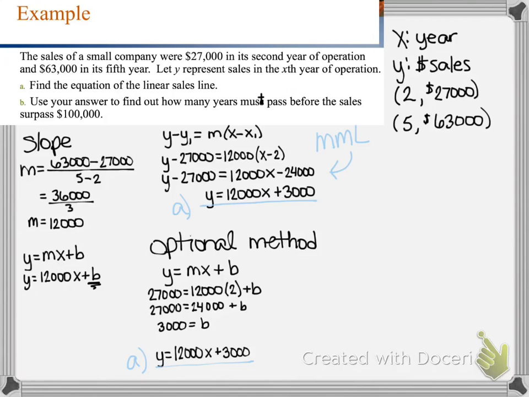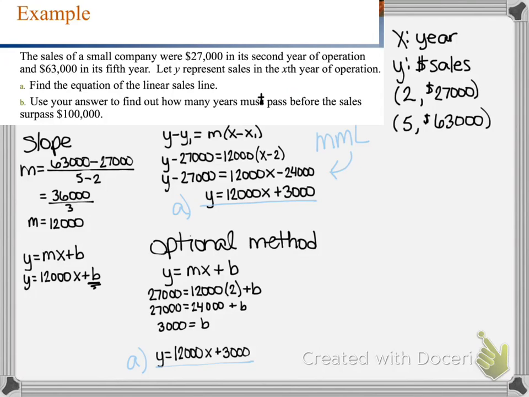Alright, so if I move over here, there's a little bit of room for part B. What are we looking for? If you read through this, it's asking us to find out how many years. Since we've written down what our variables mean, we know if we're looking for years, we're looking for X. And then it tells us when our sales surpass 100,000, there's your sales, that's your Y. So in this case, we know a Y value and we're looking for X.